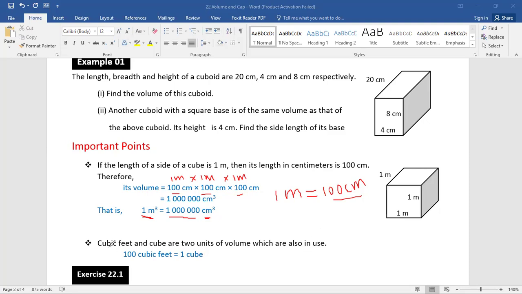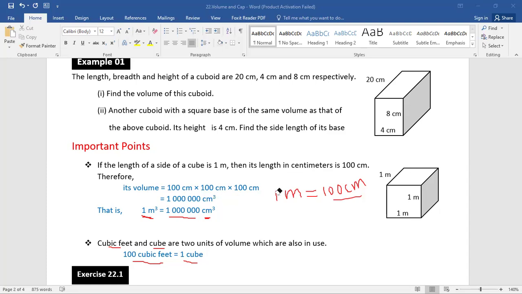So the second point: cubic feet and cube are two units of volume which are also in use. What is the relationship between cubic feet and cube? You just have to remember this. 100 cubic feet equals 1 cube. Just keep that in your mind. That is enough. So you have to write that: 100 cubic feet equals 1 cube. Okay. That part is okay.